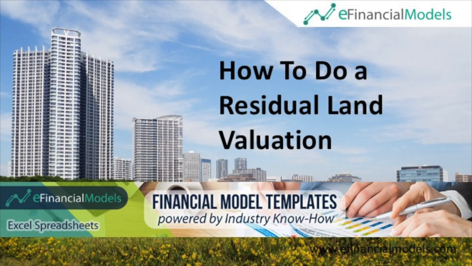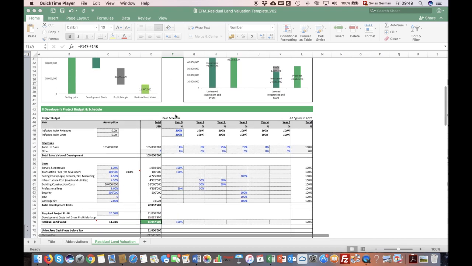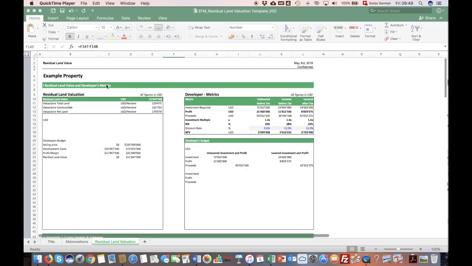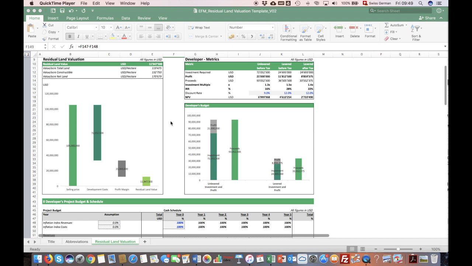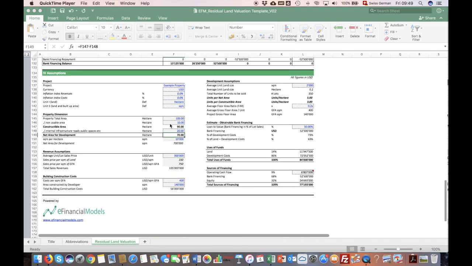Welcome to today's session, how to do a residual land valuation. I would like to show you how you can do this in Excel by going through this financial model. As you can see, this is a very simple financial model. It's basically one worksheet, and it contains the output, the calculations, and also the assumptions which are needed to run this analysis.